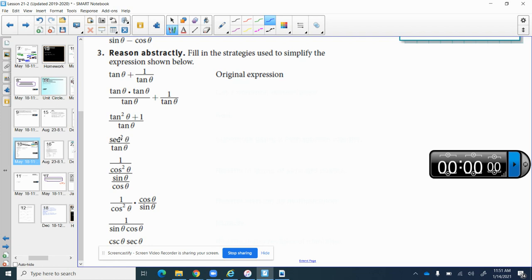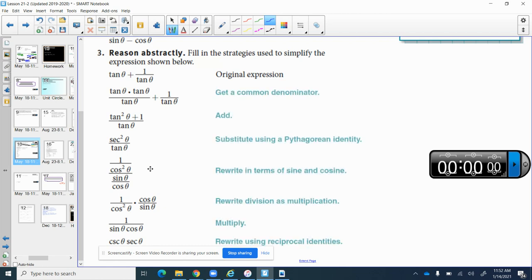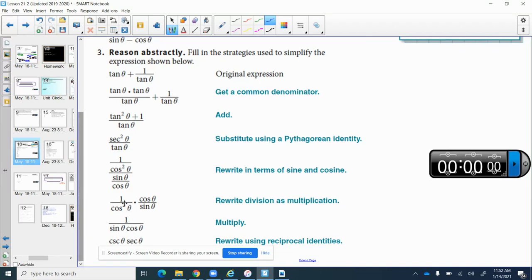Which we can rewrite as secant squared. Secant squared can be rewritten as 1 over cosine squared using the reciprocal identity, and tangent can be rewritten as sine over cosine. Multiplying by the reciprocal will allow us to get cosine over sine. Cosines will cancel, and we are left with just 1 over cosine times sine in the denominator, which can be rewritten with the reciprocal identities as cosecant secant. So there's another example of what we are doing there.